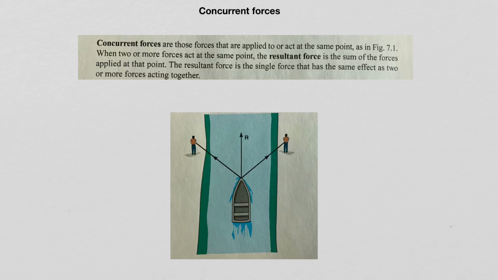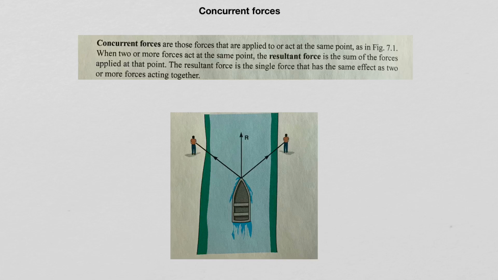So concurrent forces are those forces that are applied to or act at the same point, as in the figure shown below. When two or more forces act at the same point, the resultant force is the sum of the forces applied at that point. And the resultant force is the single force that has the same effect as two or more forces acting together.